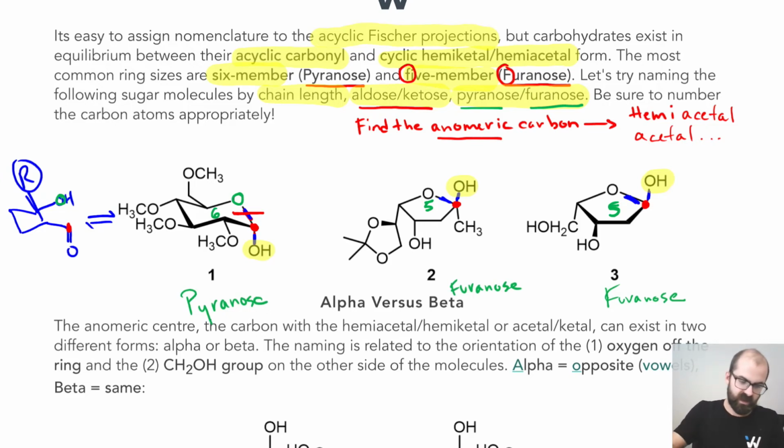Now, if it's an acetal or a hemiacetal, so in this case on the red one, what we don't see is this hydrogen coming off. If it's a hemiacetal, that means it must come from an aldose. So number 1 is an aldose. Because again, once we open up that ring, we're going to form either an aldehyde or a ketone.